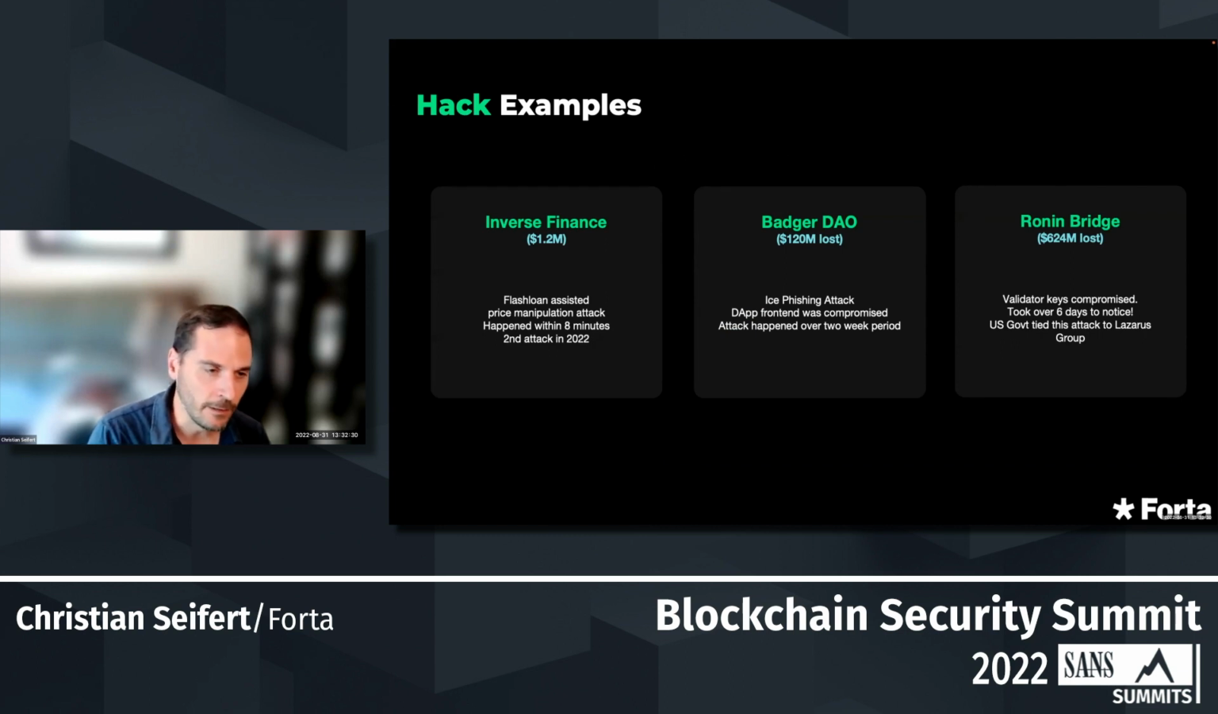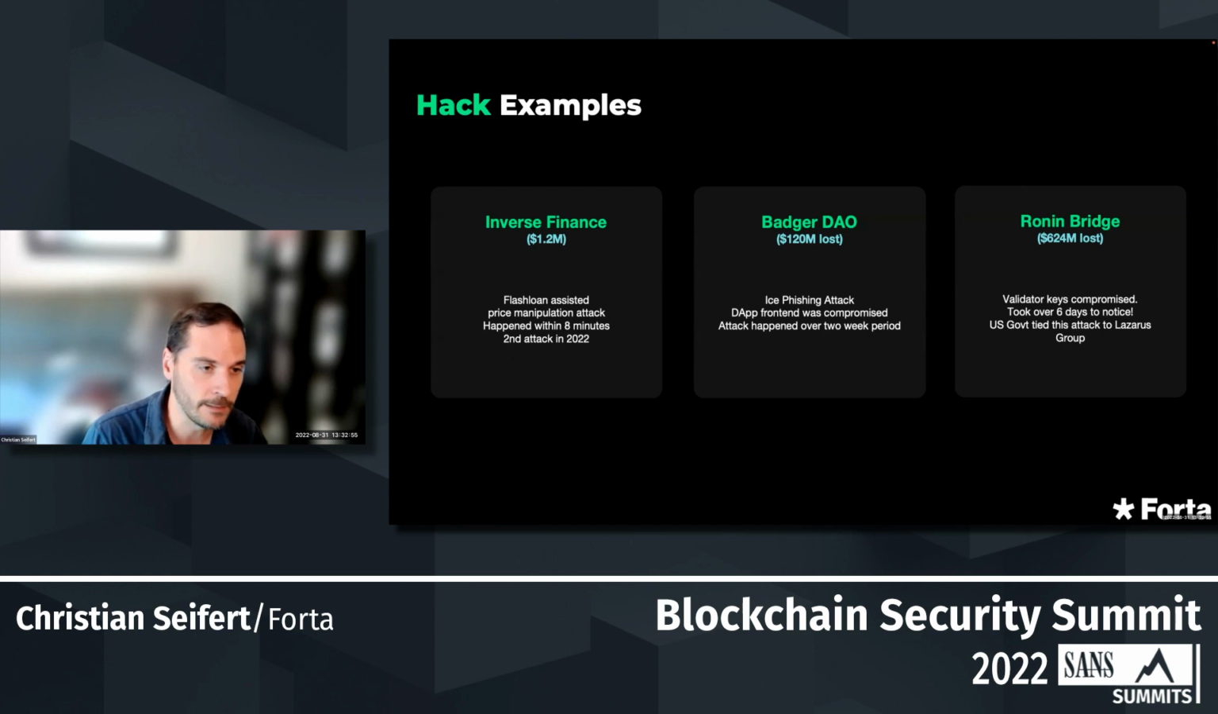So this slide looks at a couple of examples of hacks that happened over the last few months. Inverse Finance, Badger DAO, and Ronin Bridge. And what I want to relay on this slide and kind of debunk is that attacks that are happening on-chain are not atomic. There is usually some time that is possible to respond to an attack.